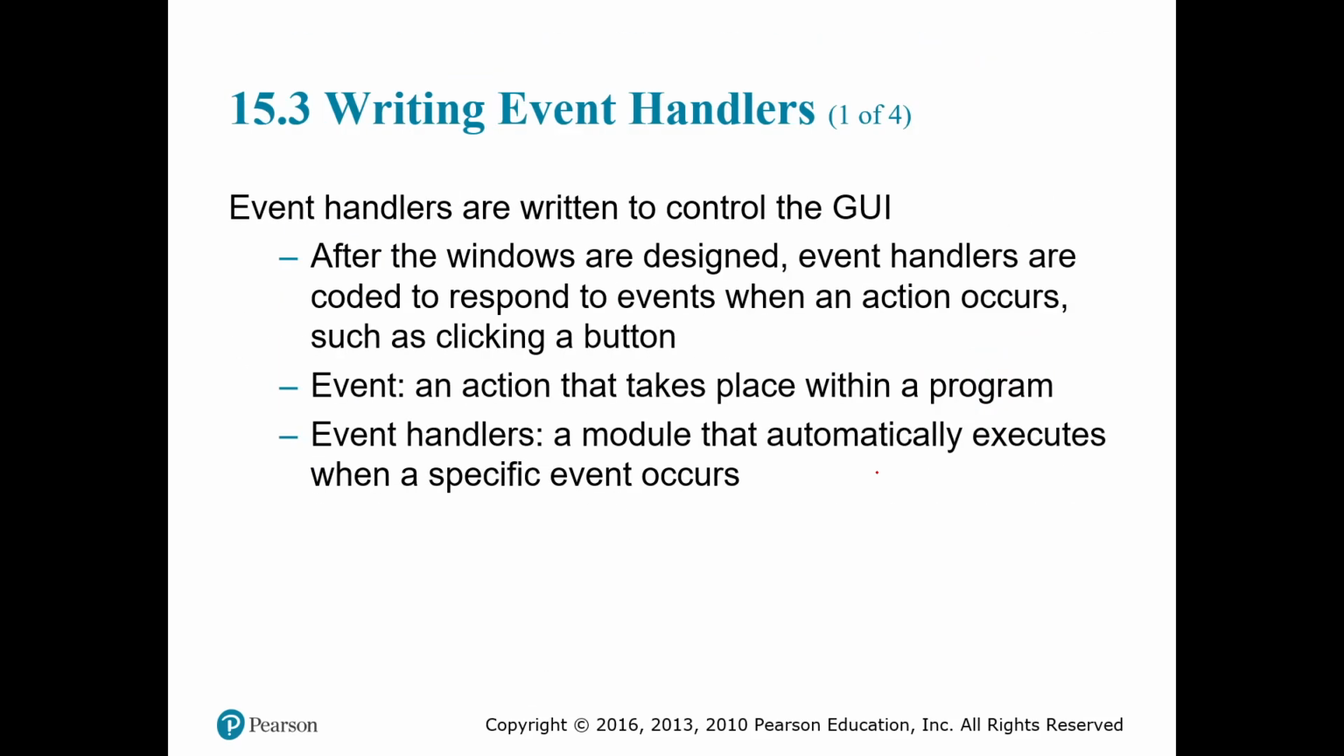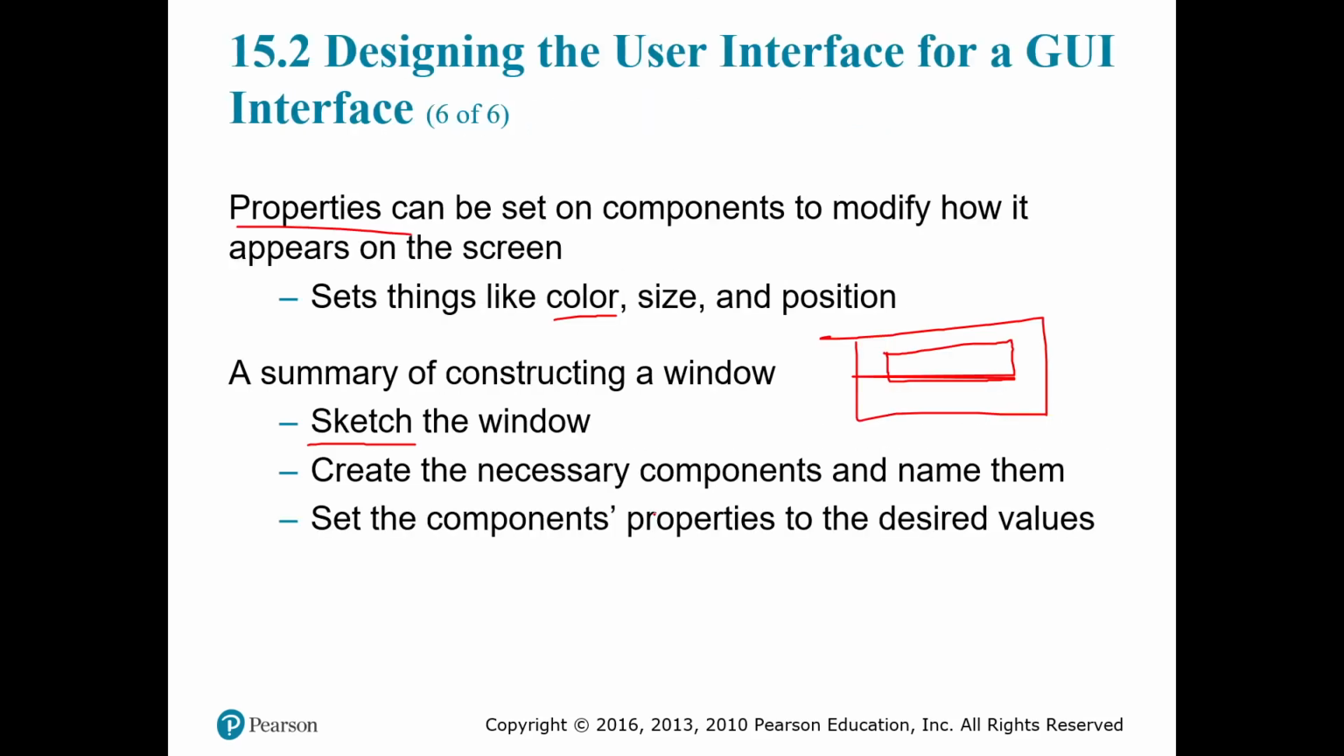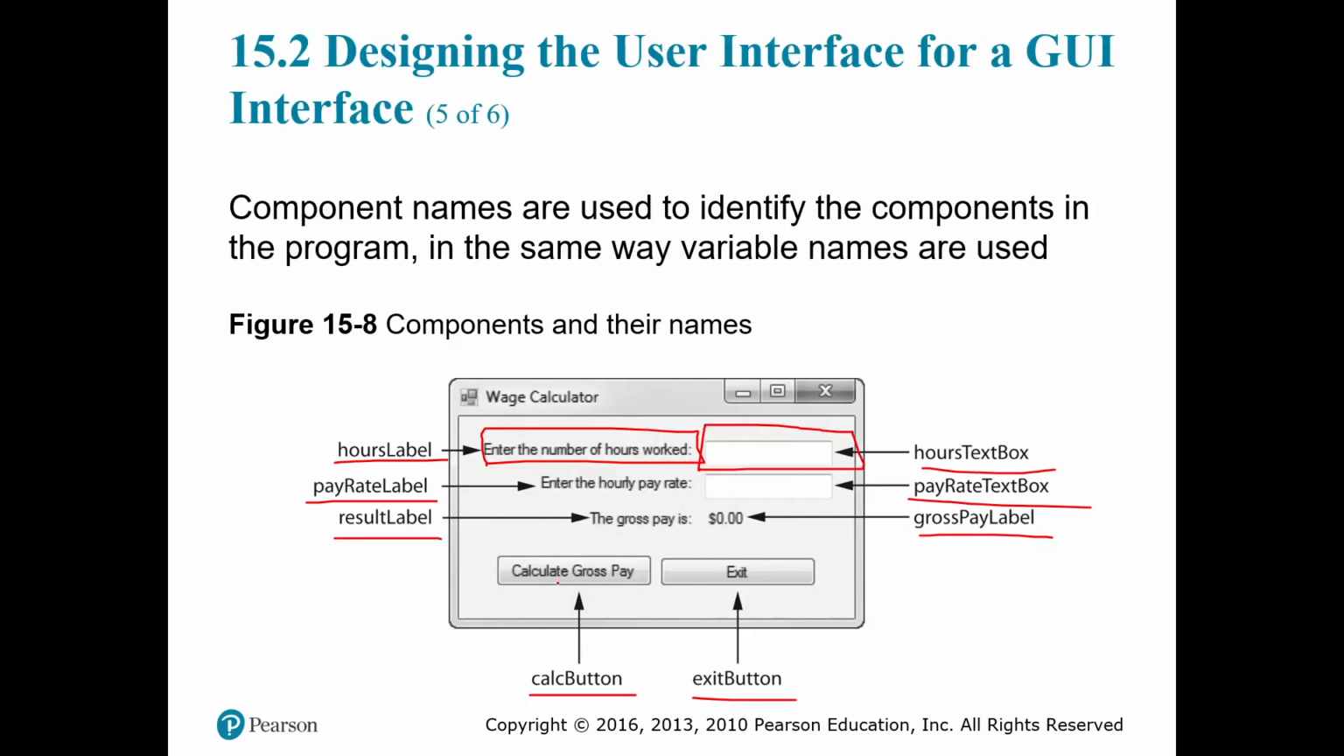So now we're moving on to event-driven GUIs. With event-driven GUIs, there's a thing called event handlers, and those are written to control your event-driven GUI. What that means is, after you create all of your windows, you code the event handlers, and those event handlers are going to respond to any action that occurs, such as whenever you click a button. So for example, here, if you click a button, an event handler would calculate the gross pay, or if you click this button, an event handler would exit the program.